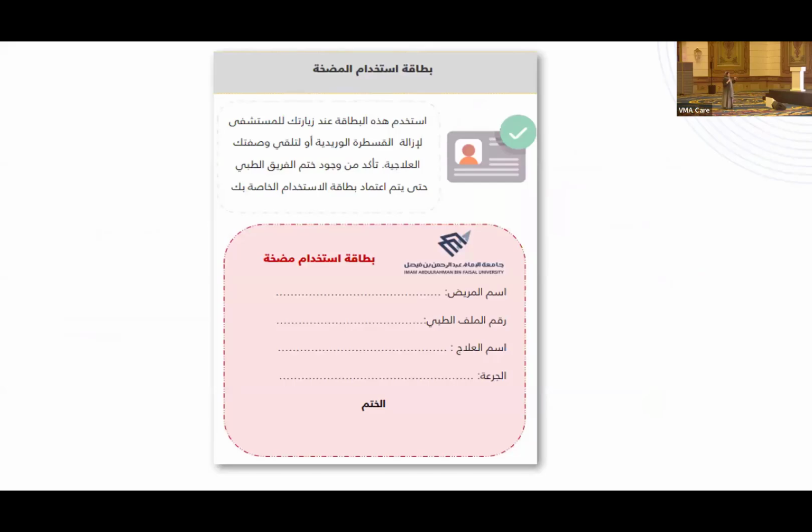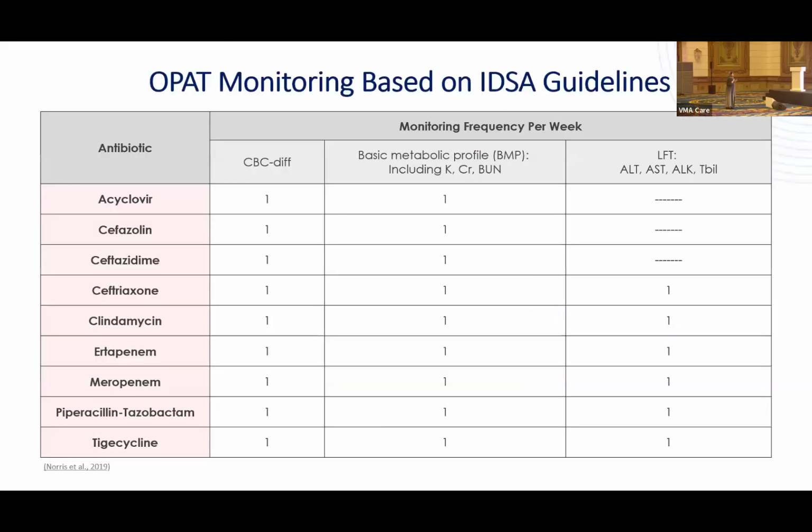And as I've mentioned, we also use the card to identify the patient if he's coming either to the infusion center or to the ER. We've also created a list of monitoring. So if the patient is discharged, let's say on ertapenem, then we need at least once a week a CBC, basic metabolic profile, and liver function test. And this is our process of making sure that we've ordered all the labs that are required for each medication.